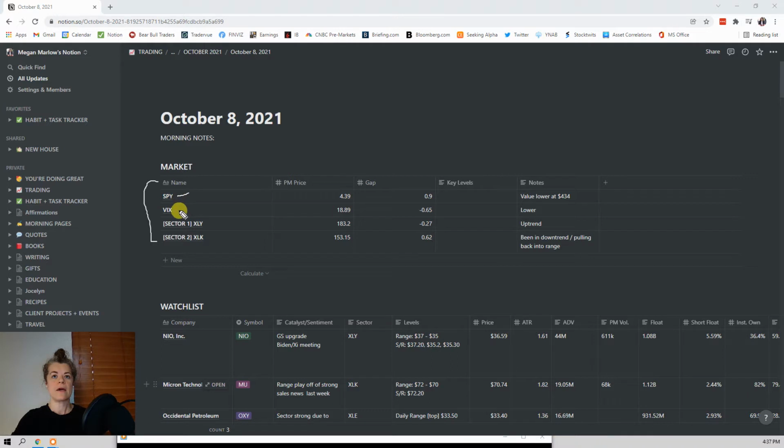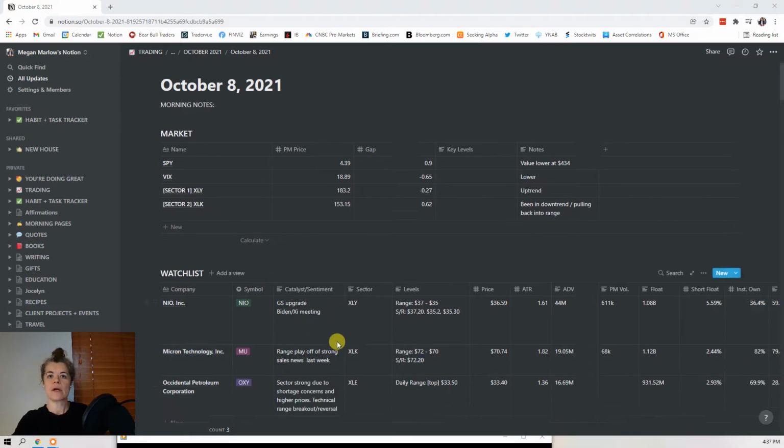We've got the SPY, we've got the VIX, and then we've got sectors. These two sector portions usually just say sector 1, sector 2. Once I put together my watch list and know what I'm looking at, I add in the sectors I should be paying attention to, because those are the stocks I'm actually trading. Then I put in the pre-market price, is it gapping, any key levels. Clearly I didn't do that this day, and any notes. And the SPY was definitely not $4.39. I'm pretty sure I meant to put $439.